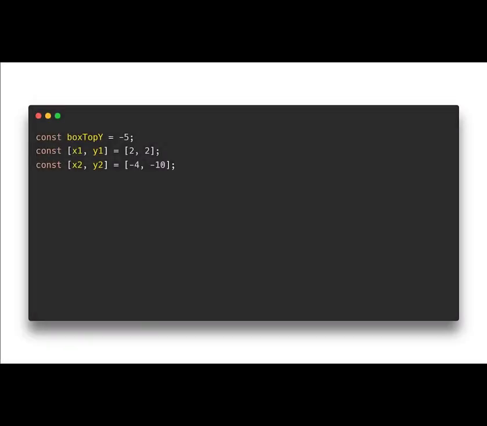So if we were to take a look at this with code, I have the box top y still there, and then I'm destructuring the x1 and x2 to keep them grouped together.